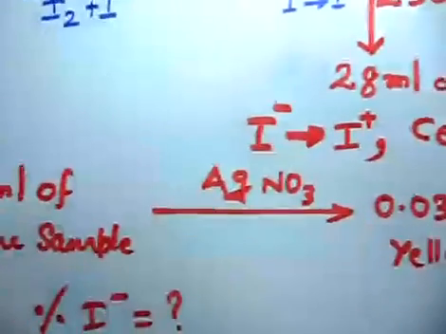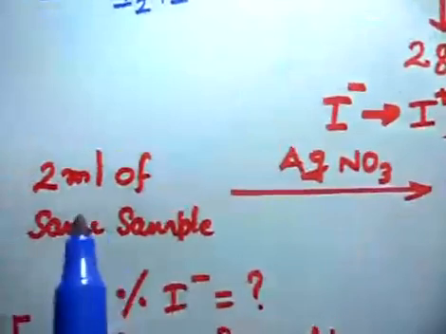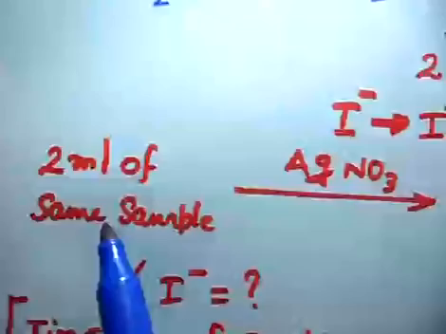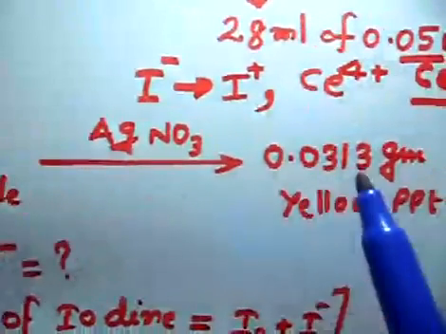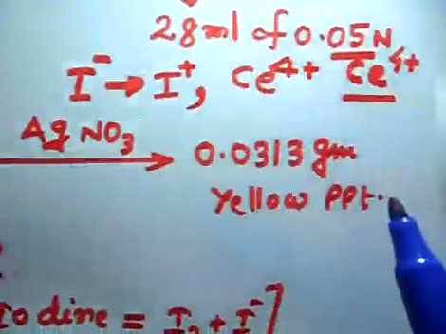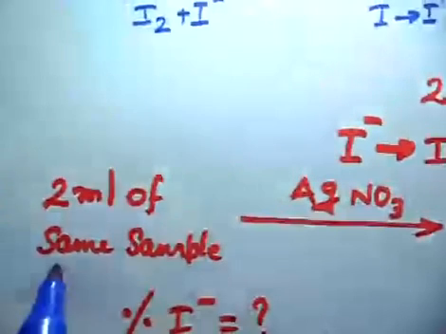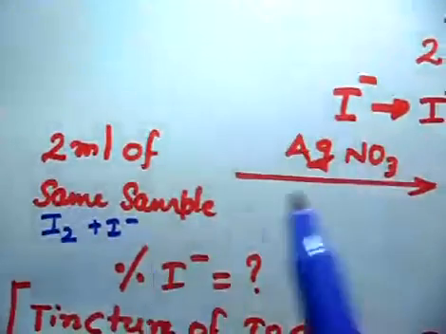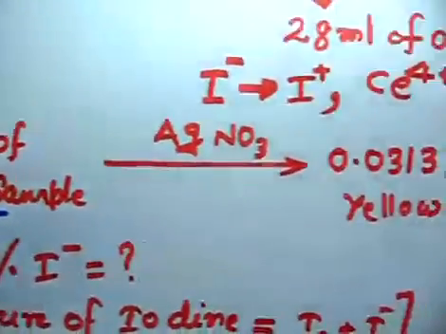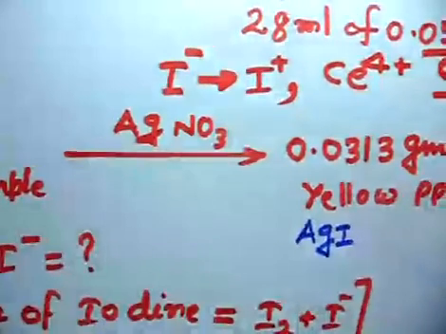Now the next part of the question says 2 ml of the same solution, so 2 ml of the same sample, that is tincture of iodine. If this is treated with AgNO3, this gives 0.0313 gram of yellow precipitate. Now everybody knows AgNO3 will react with I minus because the sample contains I2 plus I minus. So Ag plus will react with I minus and form the precipitate AgI, and that is the yellow precipitate.